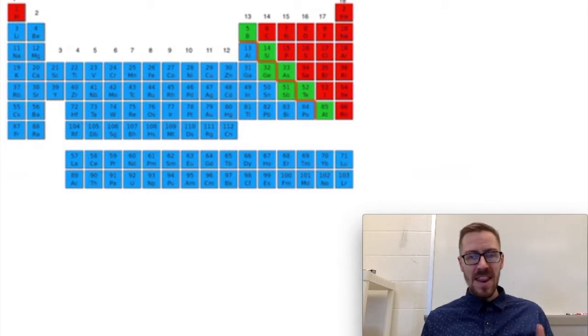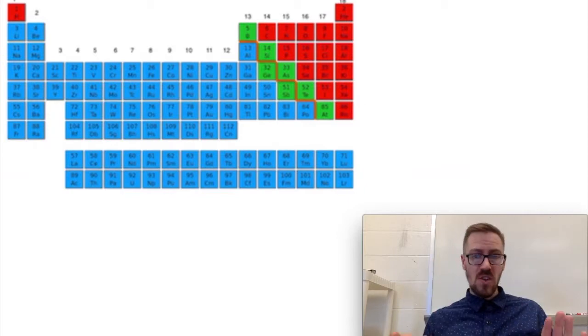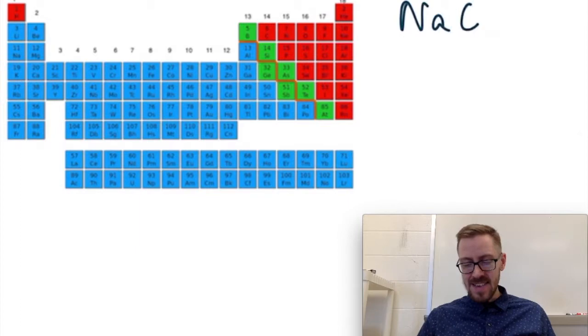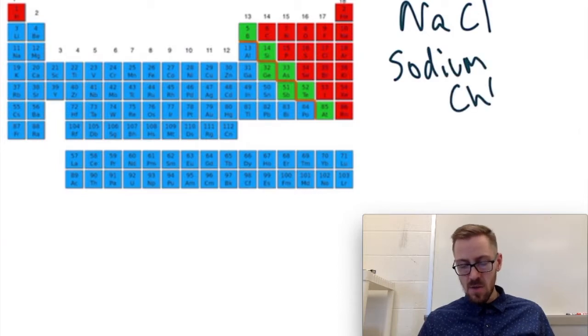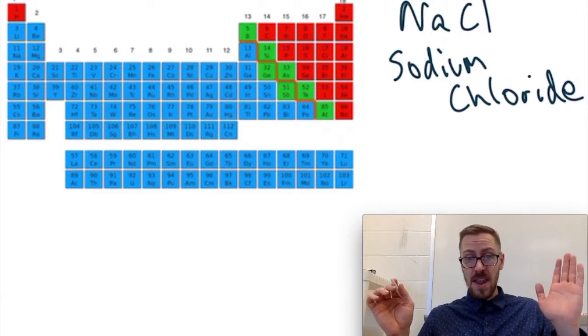If it's ionic, the only thing you do is change the end of the second element to IDE. You actually do that no matter what, but that's all you do if it's ionic. So if I have NaCl, the name for that is sodium chloride instead of sodium chlorine. It's literally one letter different. You just change the N to a D. Sodium chloride. That's it for ionic.